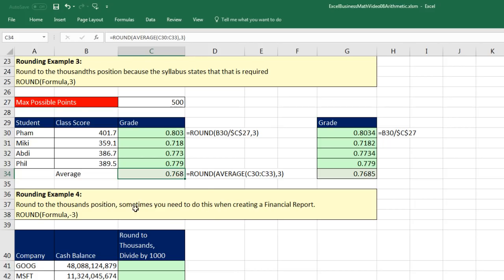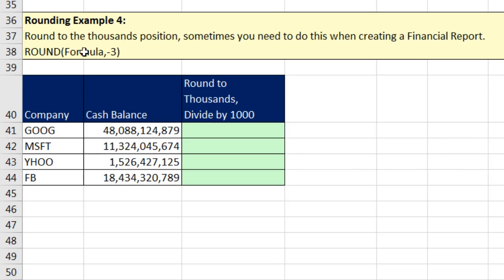Now, our last example for rounding, we want to round to the thousands position. Sometimes you need to do this when we're creating financial reports. So here we have the cash balance for Google, Microsoft, Yahoo, and Facebook. And oftentimes on financial statements, you have to take the full number and round it either to the thousands or the millions. So we're going to click in the cell, equals, and we're going to use the round function.